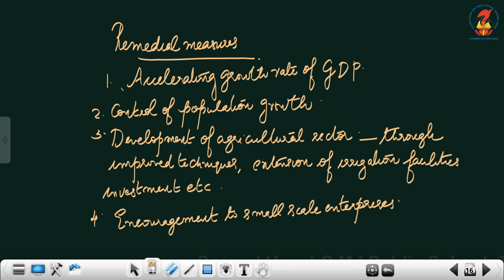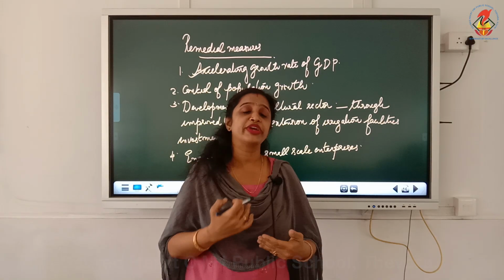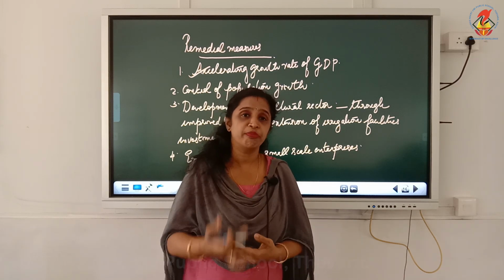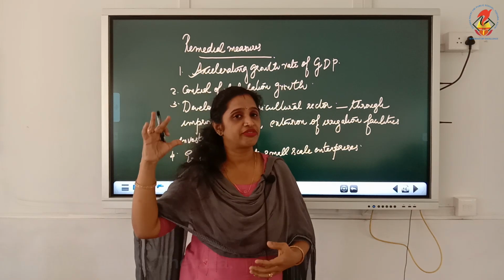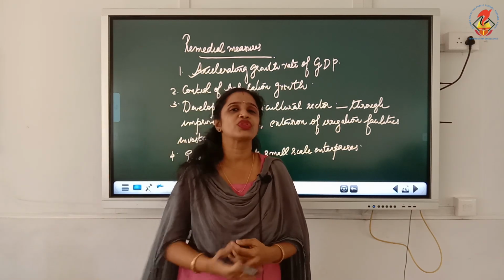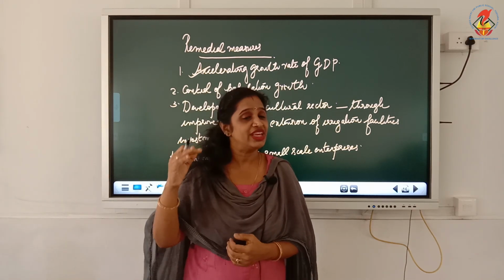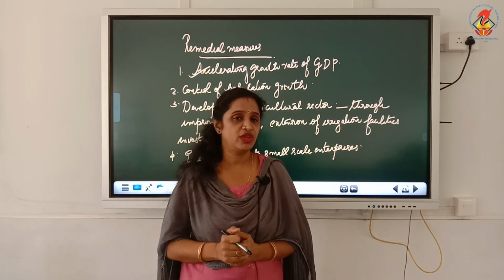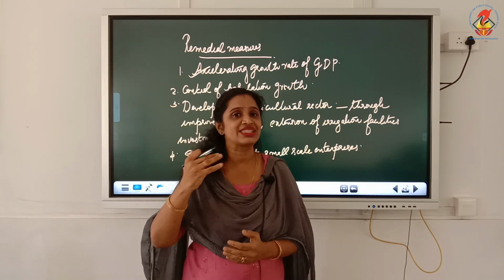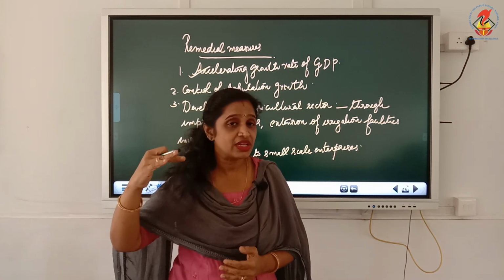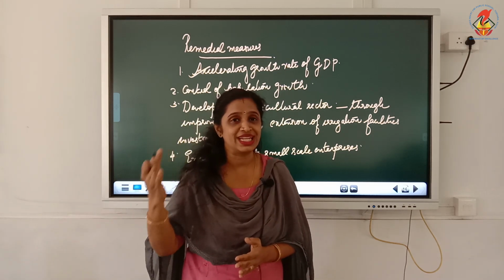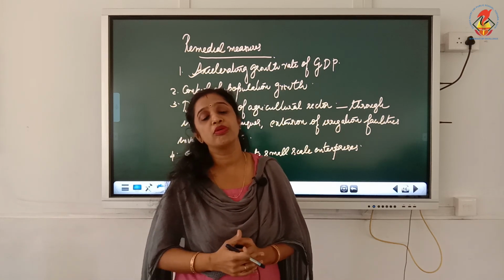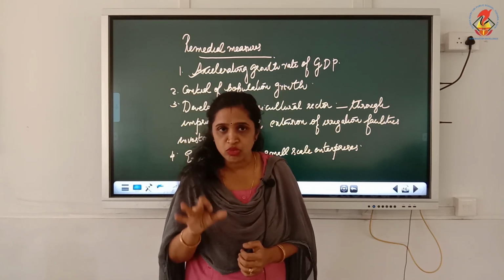Remedial measures can be, point number 1, accelerating the growth rate of GDP. Now, what all points we have discussed in causes of unemployment, all those points you can recollect. So, remedial measures, the first one is to increase the growth rate of economy. When we increase the growth rate of economy, what will happen? Industrial sector as well as agricultural sector will start growing. More and more number of labor force will be equipped in these sectors. Therefore, the problem of unemployment can be removed.